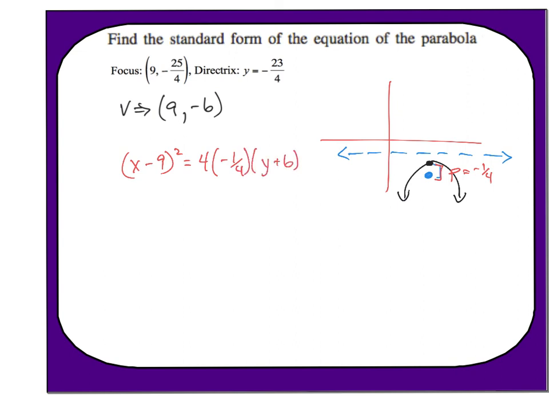And then we're just going to simplify it up a little bit. So then we end up with x minus 9 squared is equal to negative 1 quantity y plus 6. All right. Pretty good.